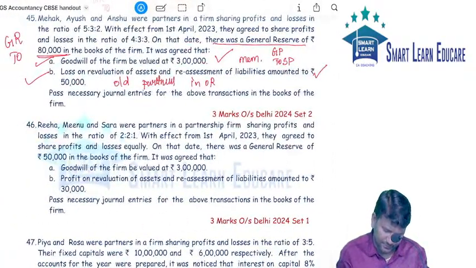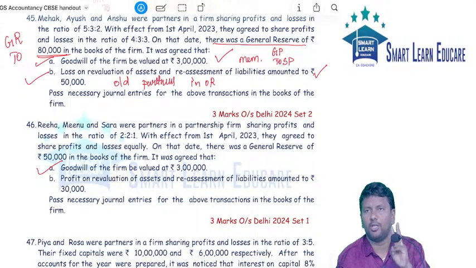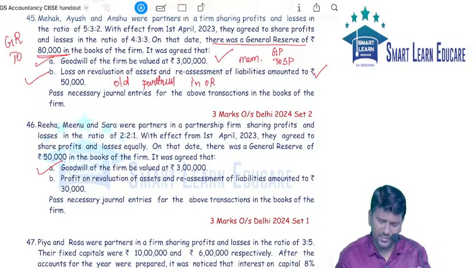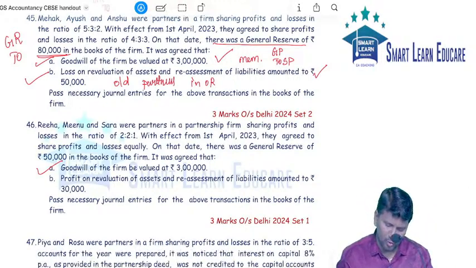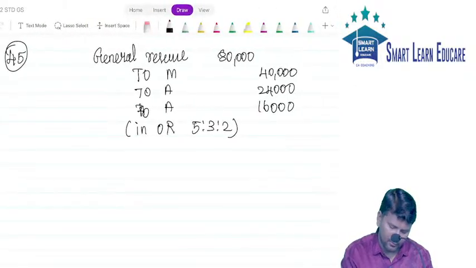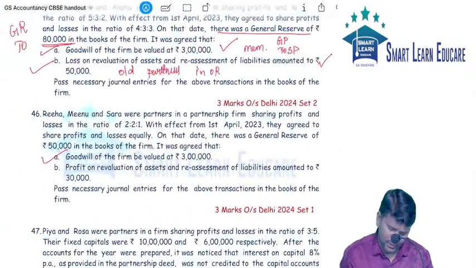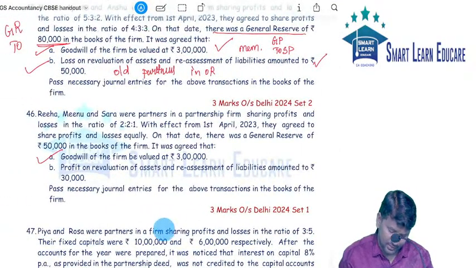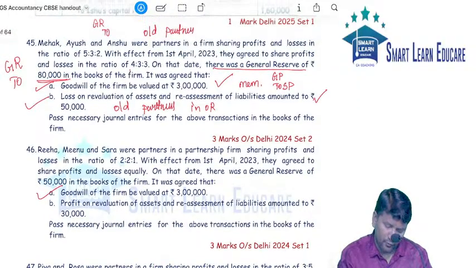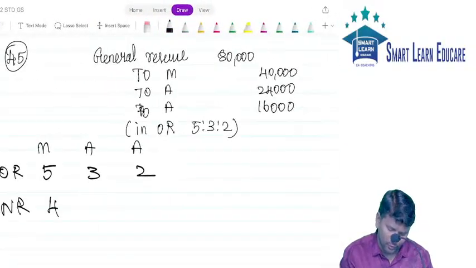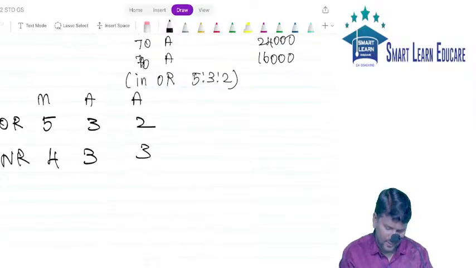Next, second one, goodwill entry. Goodwill has two steps in the memorandum method. First step, find the sacrifice or gaining ratio. Second step, gaining partner's capital account debit to sacrificing partner. We have three partners M, A, A. What is the old ratio given in the question? 5:3:2. What is the new ratio? Equal partners, in the ratio 4:3:3. Now first we calculate for M.